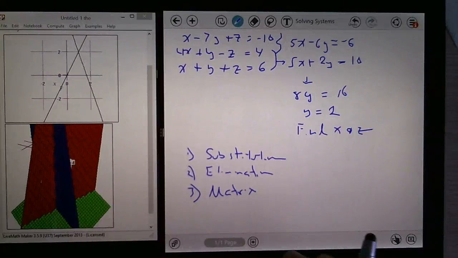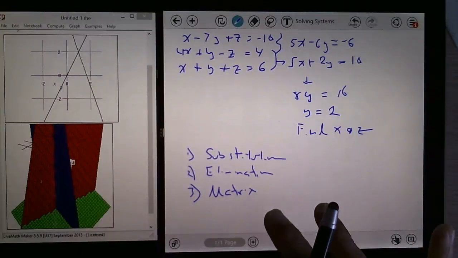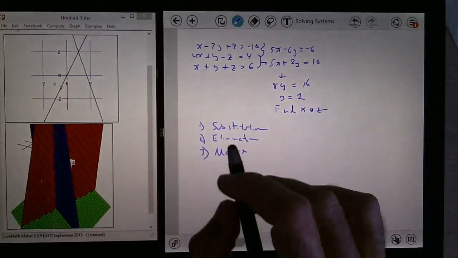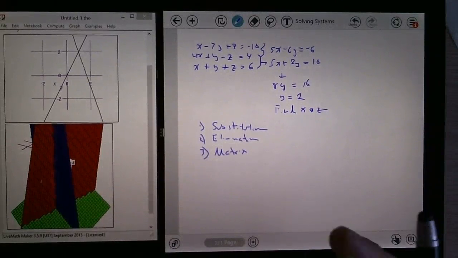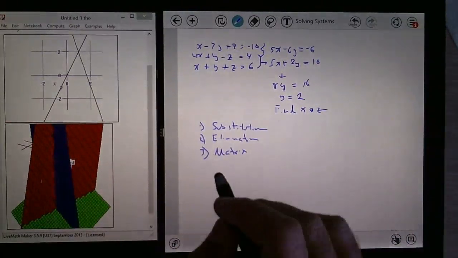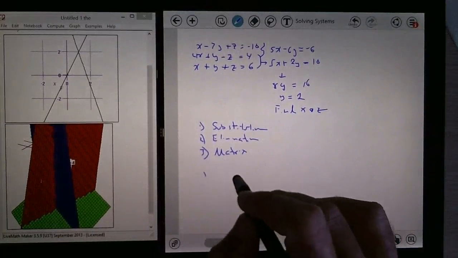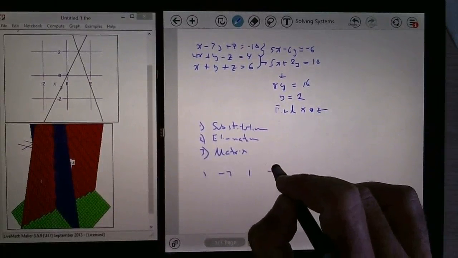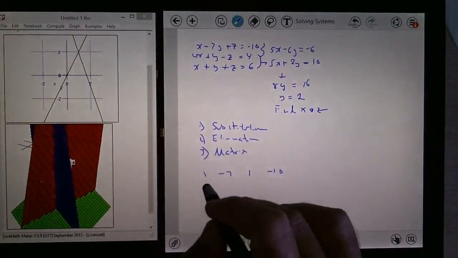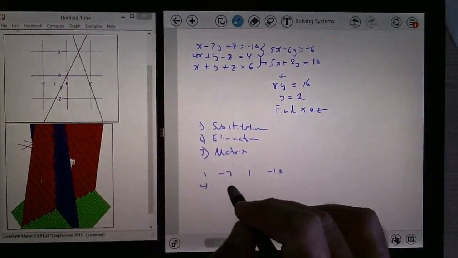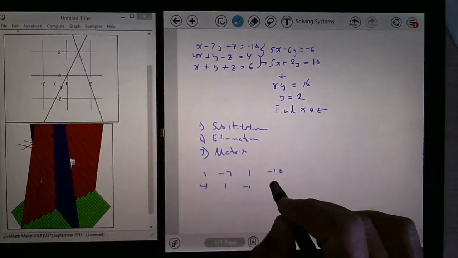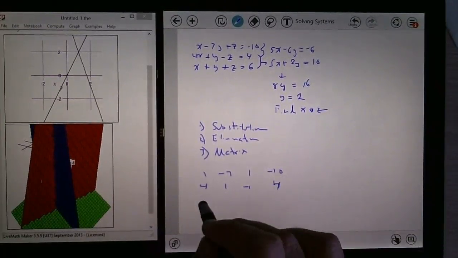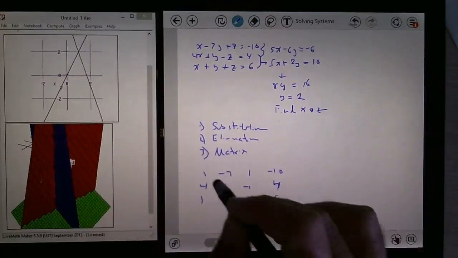So a matrix, we introduced earlier, is the notion of a rectangular array of numbers. I'm going to take this system right here and turn it into a matrix. I'm going to write down a matrix that I associate with that system. So there's a 1, there's a -7, there's a 1, there's a -10. Those are the numbers from the first equation. Then I've got 4, 1, -1, 4, and 6. So this is a matrix.